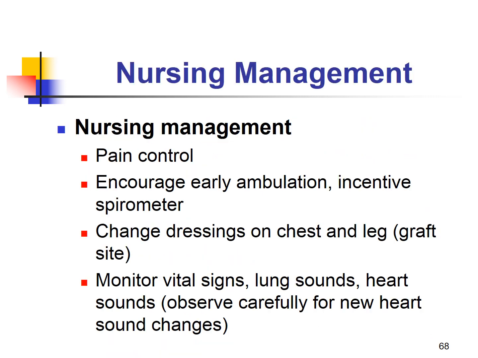So pain management, try to control the pain, encourage early ambulation, because immobility can cause a lot of problems, such as constipation, impaired skin integrity, pneumonia, and DVT. So it's important to get them up and moving as early as possible. Incentive spirometer is used and encouraged so that it can help expand the lung. We're going to change dressings on the chest and the leg graft site. We're going to monitor the vital signs, the lung sounds, the heart sounds, to make sure that there are no new cardiac changes occurring.